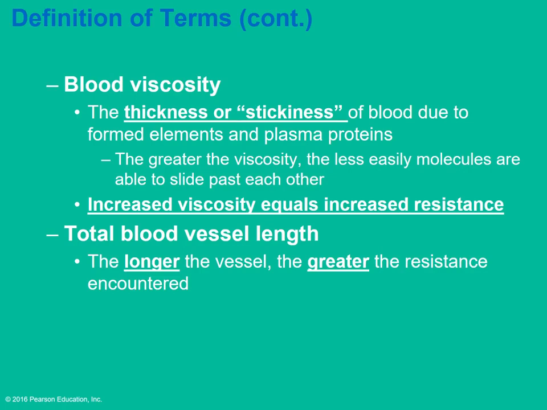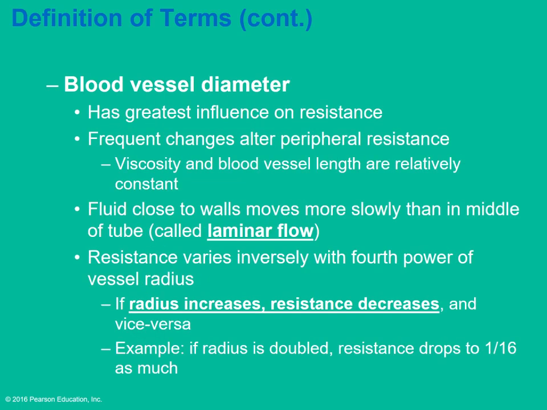The longer a blood vessel is, the greater the resistance is going to be. You have more chance of encountering friction. And then the third one is the blood vessel diameter. That's going to be the greatest thing that's going to affect resistance. You can change the diameter of the blood vessel, as we've said previously, and that's going to alter the resistance.